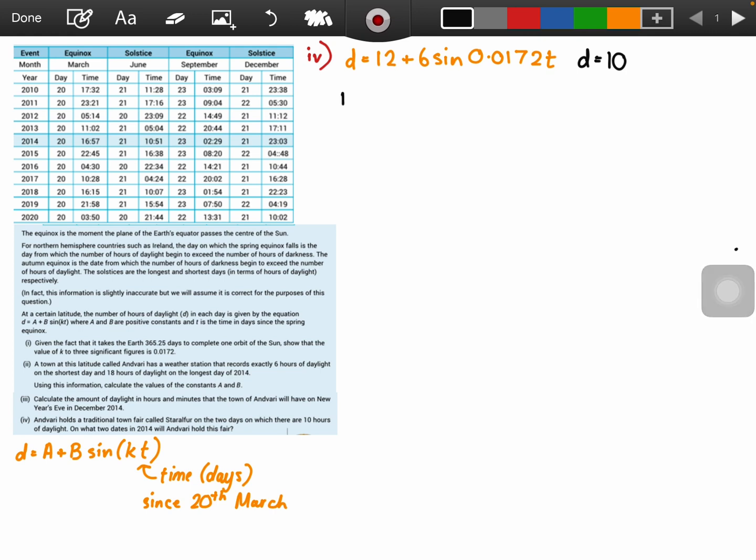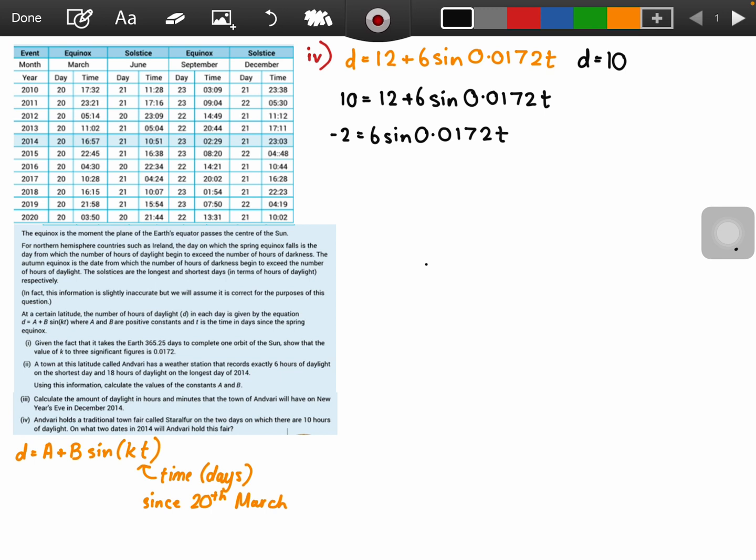So if I do that, which is the perfect way to start, I'm going to do it like that before I overcomplicate it trying to explain, but it is going to be slightly more difficult later on. So I'm going to minus 12 from both sides so that I get minus 2 is 6 sine 0.0172t, and then I'm going to divide both sides by 6 so that I have minus a third is the sine of this angle. So this is the main thing, that the sine of the angle is giving me minus a third.